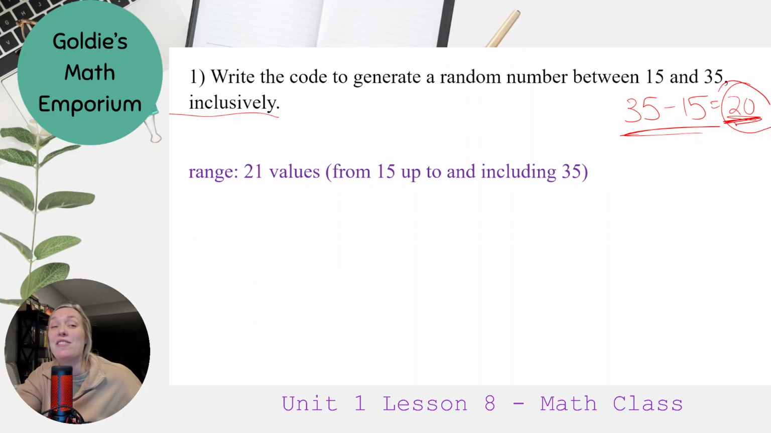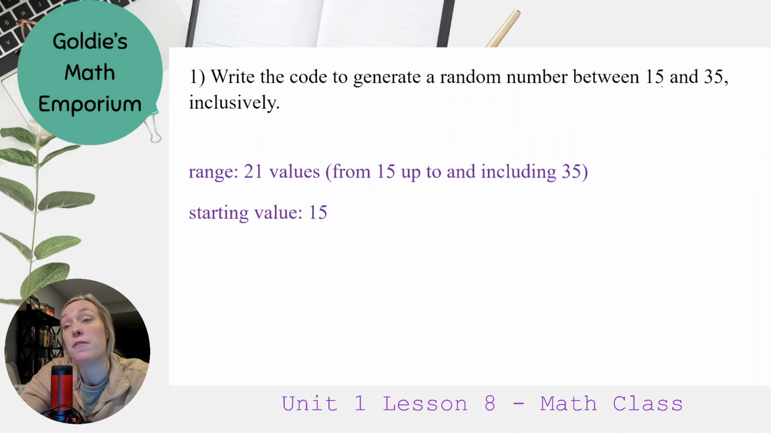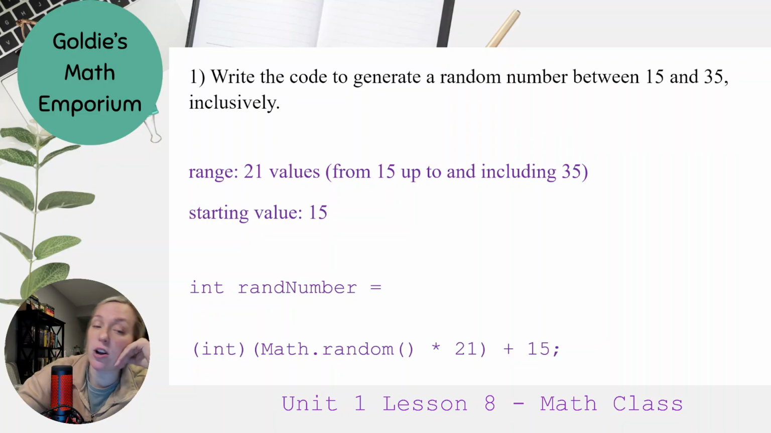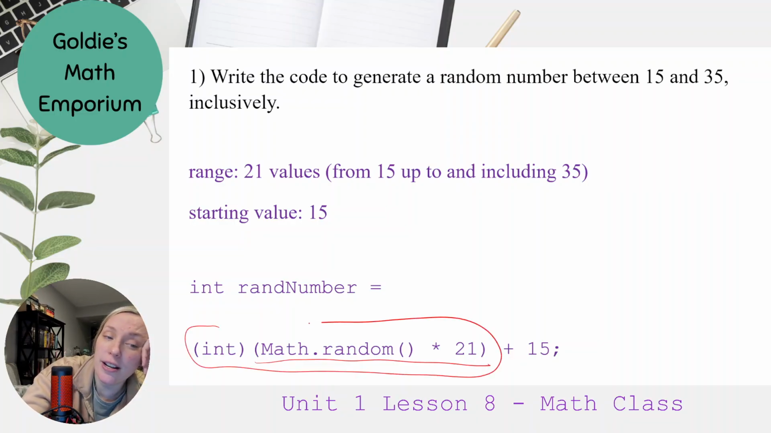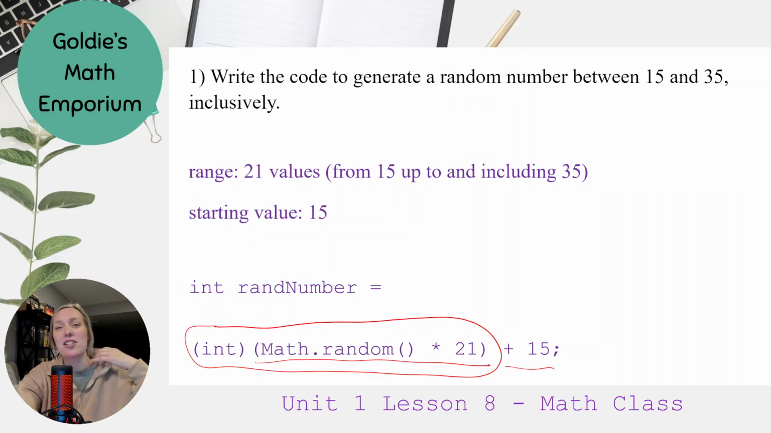You subtract 1 if you want exclusivity, if you don't want to include the endpoints, okay? So the range is 21 here, 21 values between 15 and up to and including 35. My starting value is 15. Those are the two numbers I need to write my code segment. My code segment then becomes Math.random times 21, cast it to an integer, and then add 15, my starting value. And that's the code segment that gives me a random number between 15 and 35.